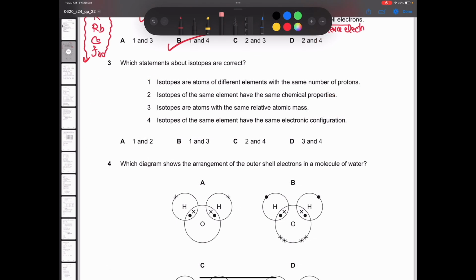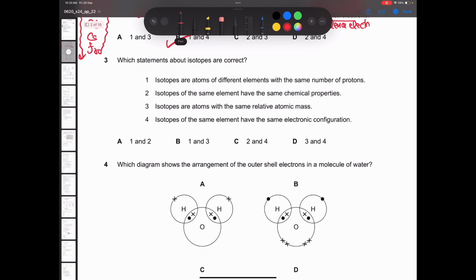Now let's start with the third question. Which statement about isotopes is correct? Isotopes are atoms of different elements with the same number of protons. No, this is not right. Isotopes are atoms of the same element with the same number of protons but different neutrons or different mass number.